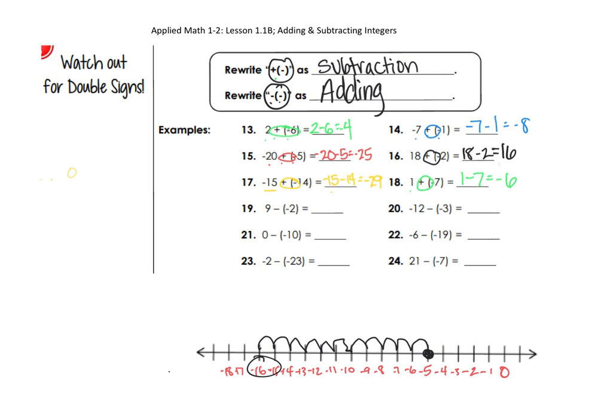Number 19, we're getting at double negatives here. 9 minus negative 2. That double negative gets changed to a plus sign. We change directions twice and we're back to adding. So 9 plus 2. Starting at 9 and moving 2 spaces right, we get 11. Number 20, negative 12 minus negative 3 really means to change this to negative 12 plus 3. So if we start at negative 12 on the number line and move 3 spaces to the right, we are going to be at negative 9.